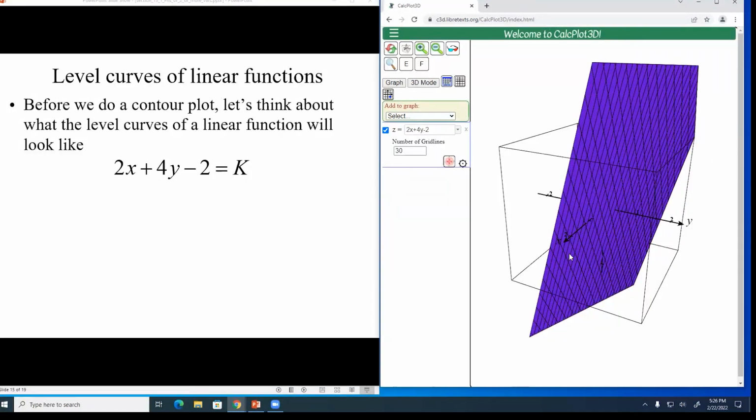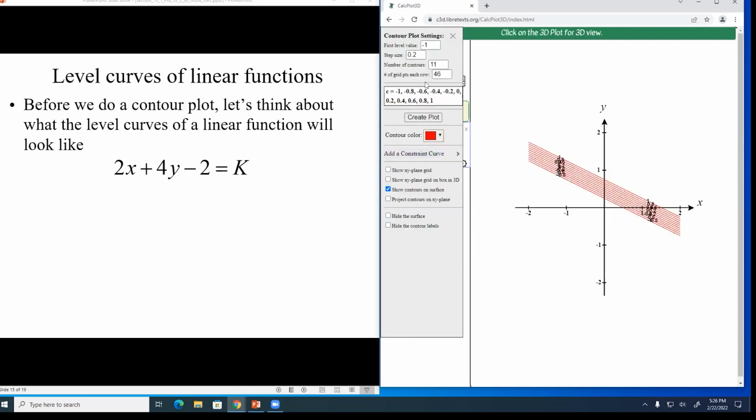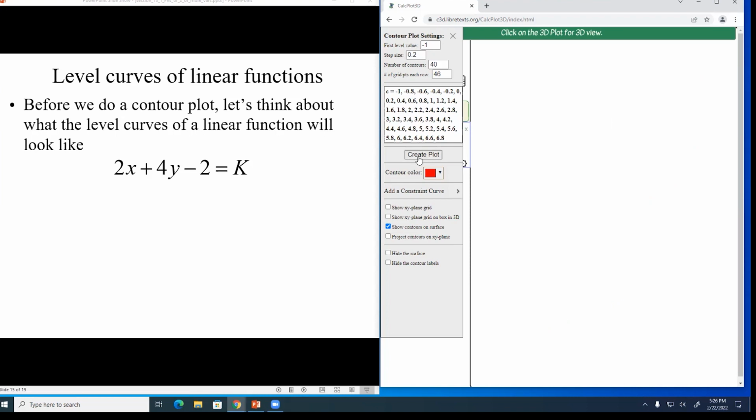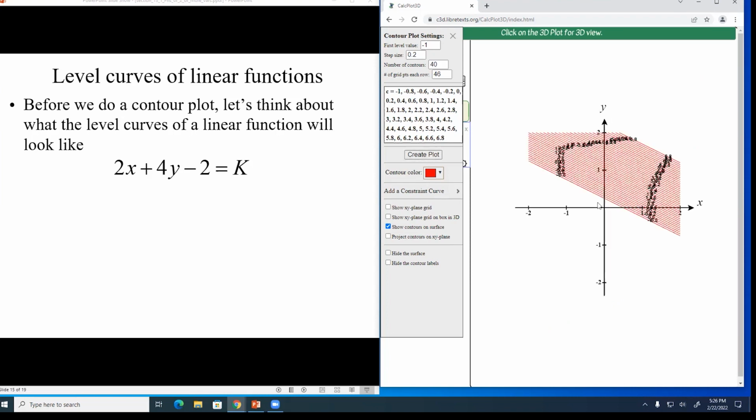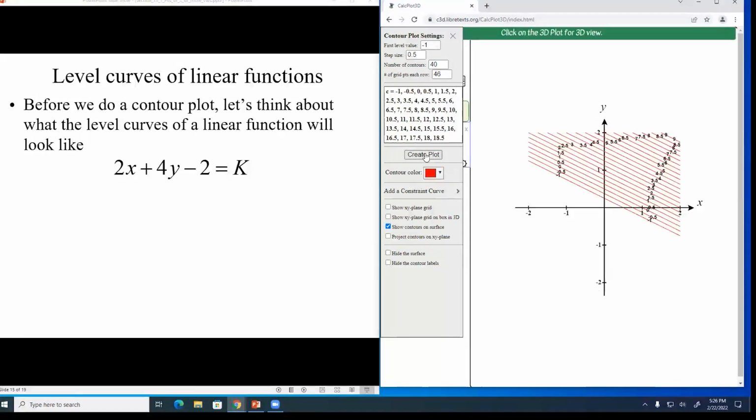Well, remember what makes a plane? A constant rate of change. So what does that mean as far as our level curves? Let's put a few more in there so we can see it a little bit better. We get level curves that are equally spaced. Again, it's still a little hard to see. Let's move them out a little.